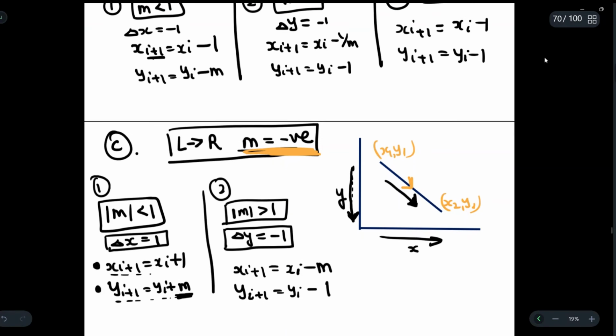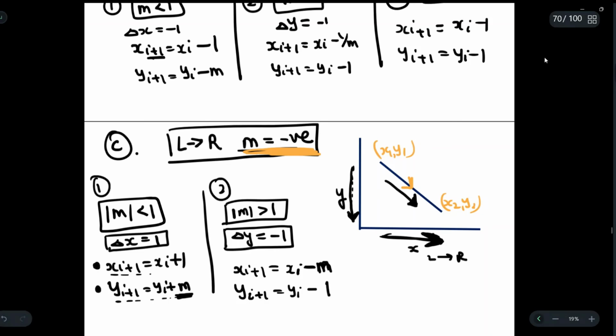Now as I told earlier, we need x to increment, as x will be increasing as we move from left to right. That is why we have taken it to be minus m. Now you must be thinking that if we are subtracting m, then the value of x will decrease, but on the other hand we want x to increase.